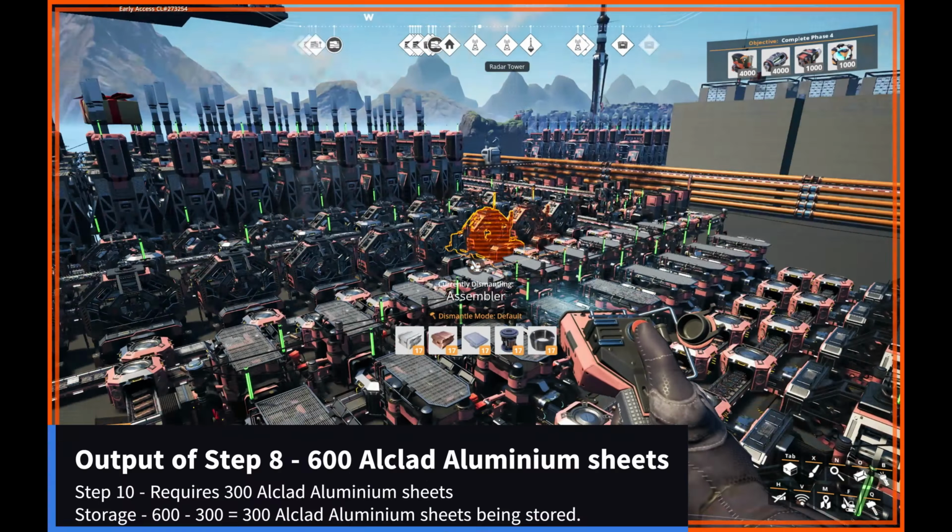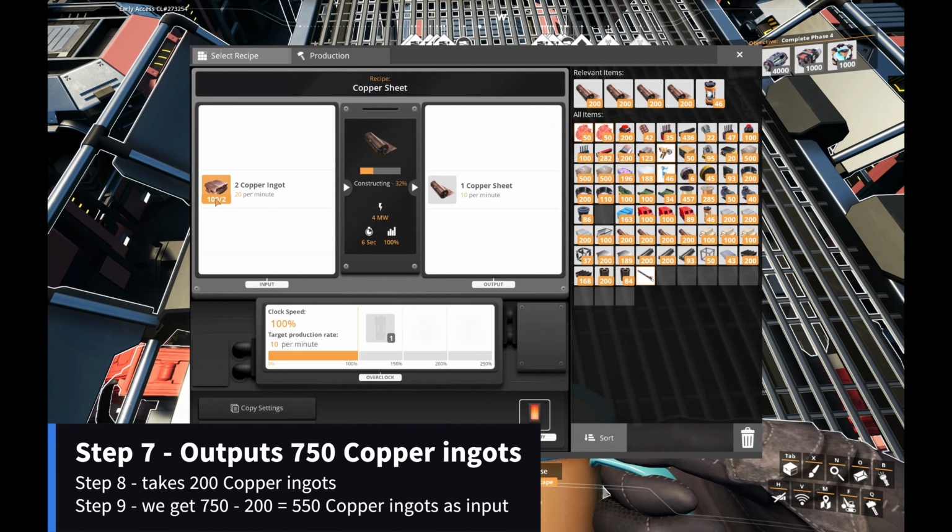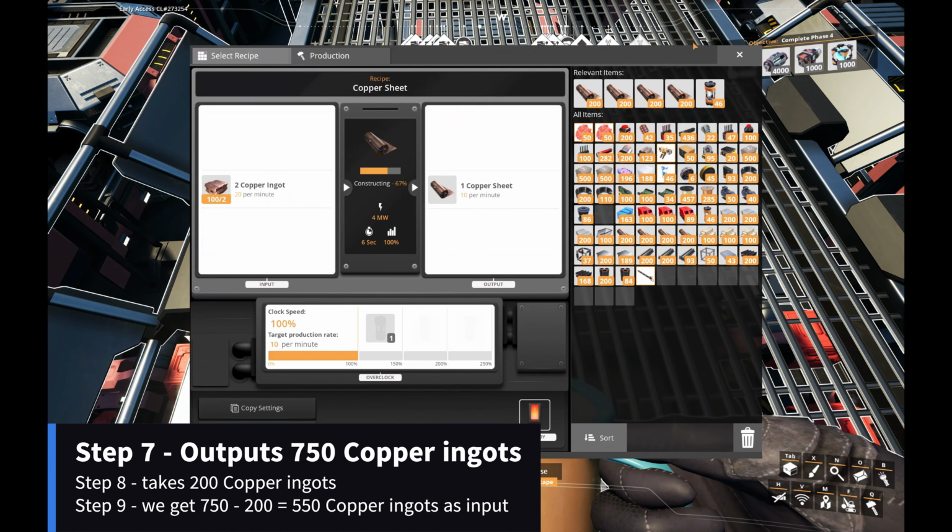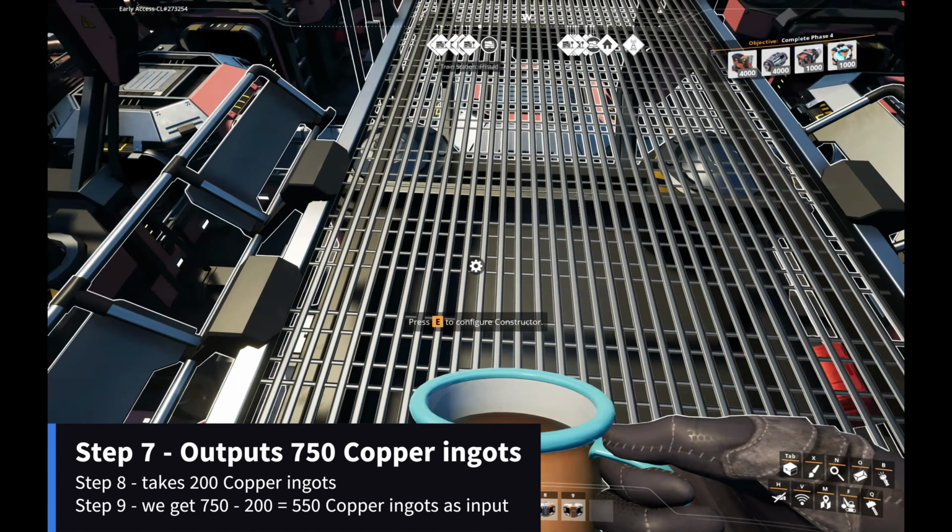Now for step 9, where we are making copper sheets required in step 10. Step 9 uses the normal copper sheets recipe, which takes in copper ingots and outputs copper sheets. If you remember, in step 7, where we were making copper ingots, we are currently outputting 750 copper ingots and step 8 takes 200 ingots. So remaining we have 550 copper ingots.